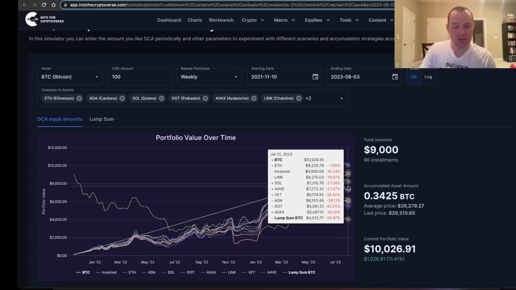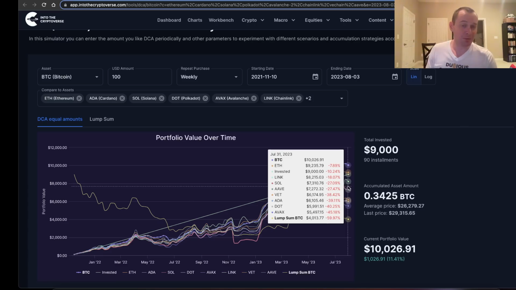With respect to Bitcoin's DCA strategy, AVAX would be down 45%. Polkadot would be down 40%. Cardano would be down 39%. VeChain down 38%. Aave down 27%. Solana down 27%. And Chainlink down 18%. And ETH down 8% against the DCA Bitcoin strategy.